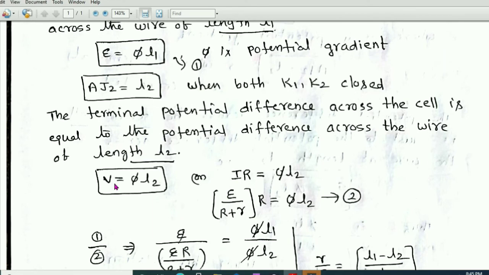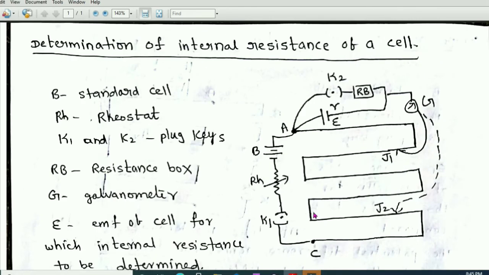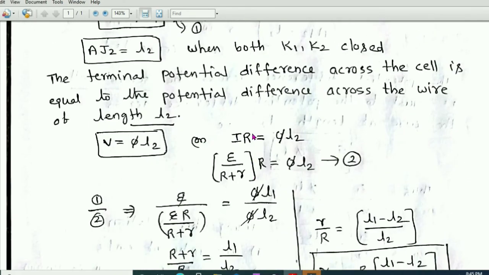Now, according to Ohm's law, V is equal to I into R. Here I is the current and capital R is the external resistance, which is the resistance box. We have to take a suitable value of the resistance box, and that suitable value of resistance is capital R here. So in place of V, we write I into capital R, that is equal to pi into L2.